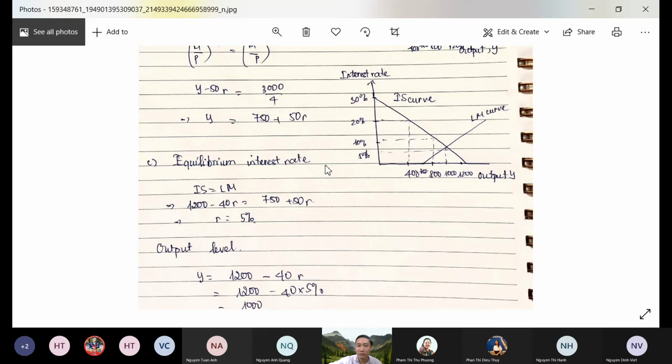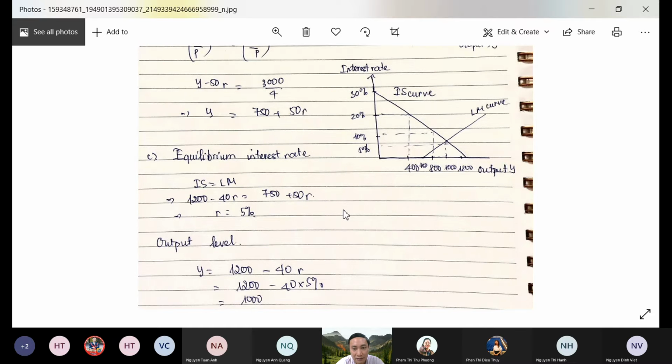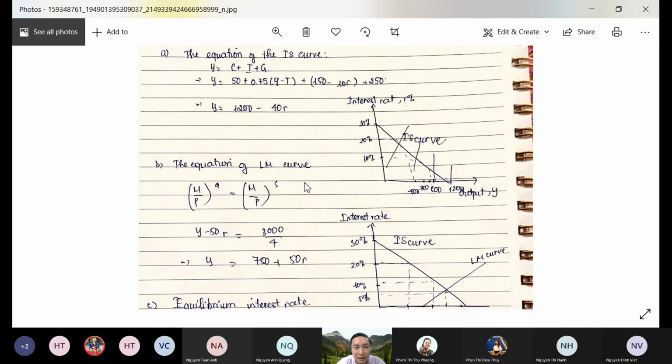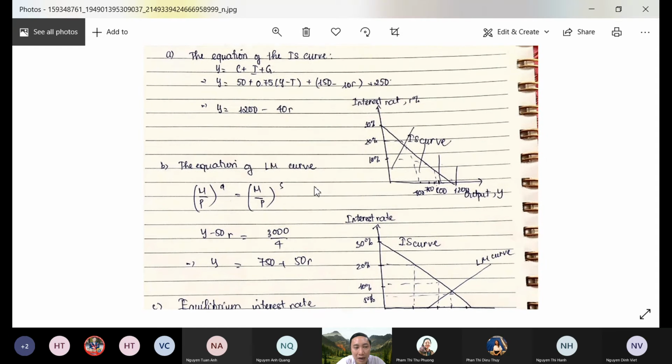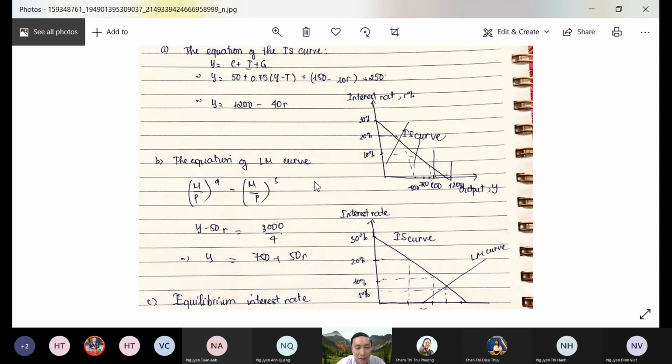And now my further question for you. If the government wants to increase the output to 1,100, assuming that now the economy is in recession and the potential output is 1,100, by how much does the government change its spending to achieve this level of output? That is the first requirement. Changing government spending is fiscal policy, chính sách tài khoá.